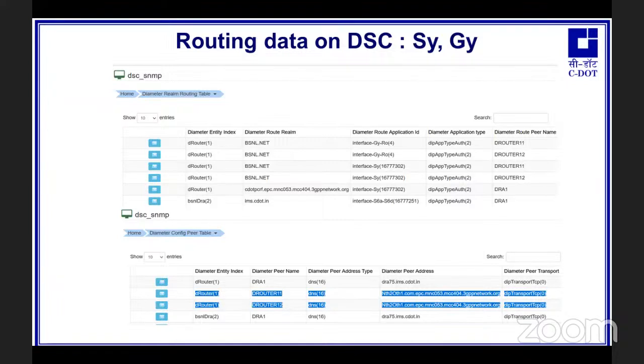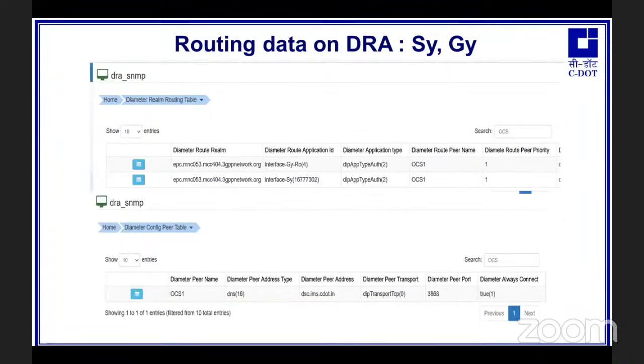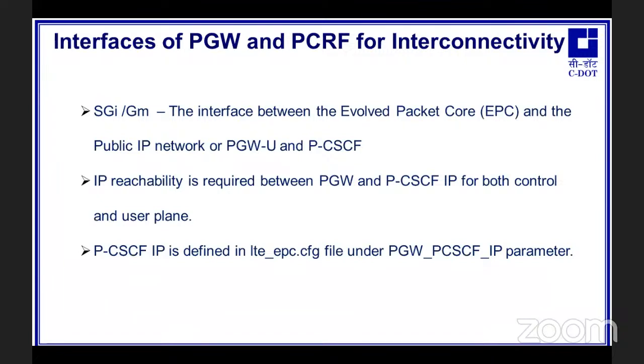And if we are talking about the Sy and Gy interface with respect to diameter routing, these are the diameter routing and peer that need to be configured in the DSC node for the Sy interface or Gy interface. This is one of the configurations. Same for DRA. So when we are talking about DRA and DSC, both nodes need configuration.